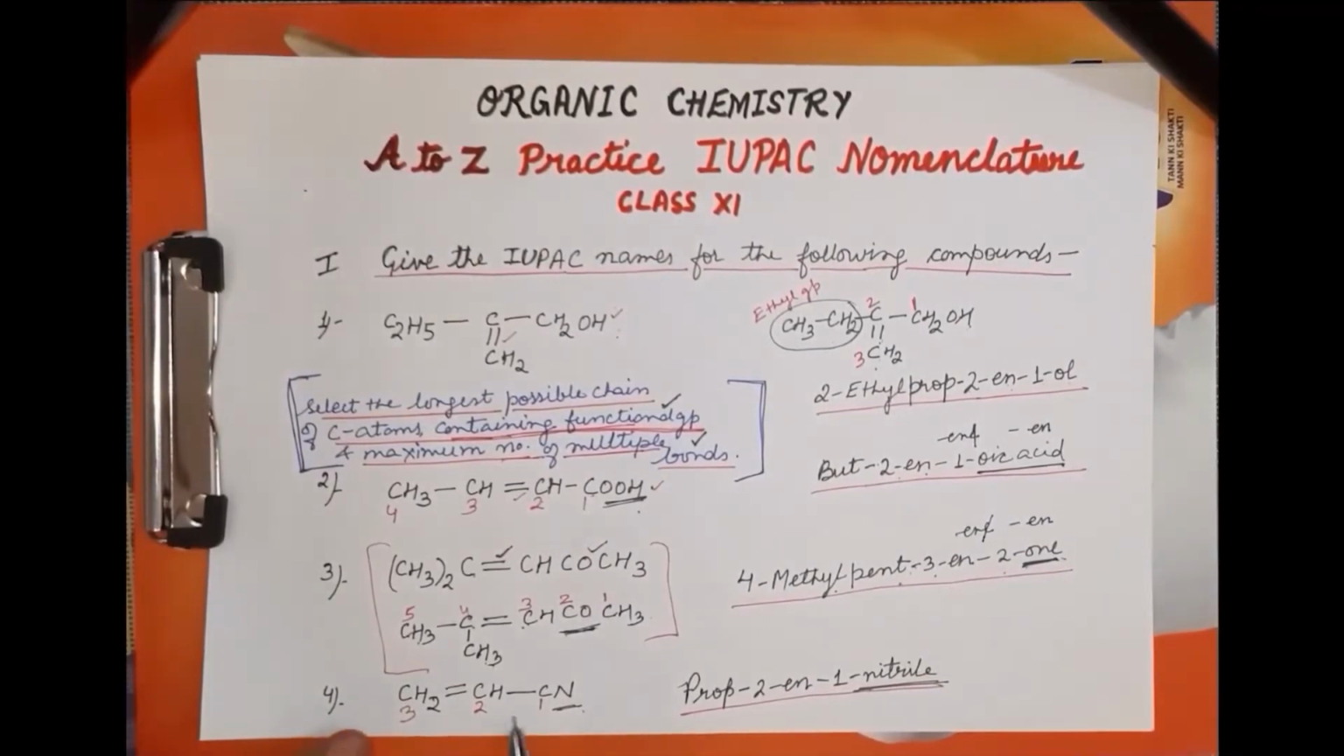Now the next example is this. Here this CN functional group is there and one double bond is there. Again numbering will be like this, 1, 2, 3. No substituent, so prop-2-en-1-nitrile. This CN functional group is added as nitrile as the secondary suffix. So the name is prop-2-en-1-nitrile. Now let's move to the next example.